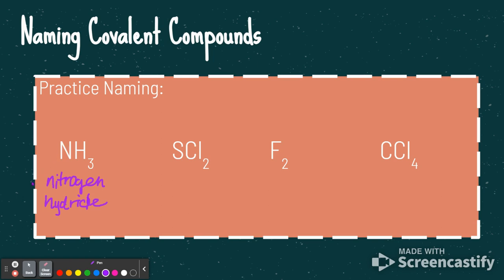Now, we do not say mono whenever we're doing our first element as a singleton. It's unnecessary. So we don't need the word mono in front on this particular one. But we do need to recognize that there's 3 hydrogens. So we're going to call this trihydride. Okay. Nitrogen trihydride on this particular one. Okay. There we go, nice and pretty.